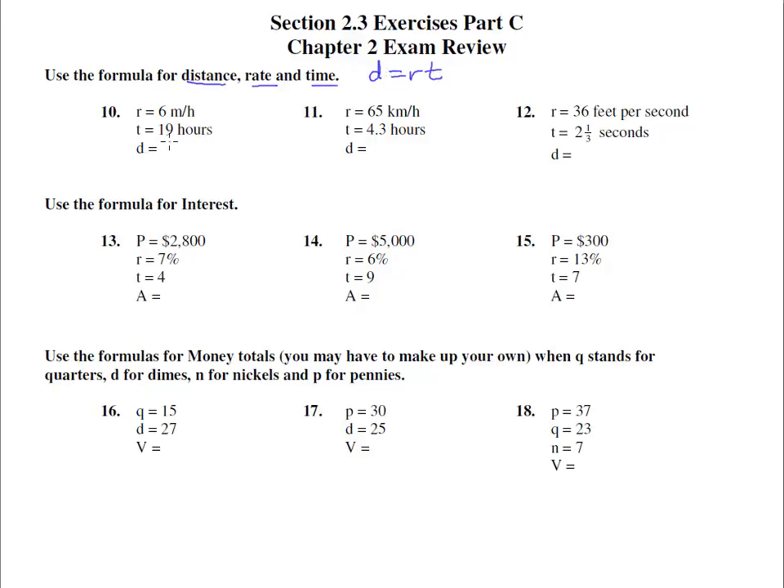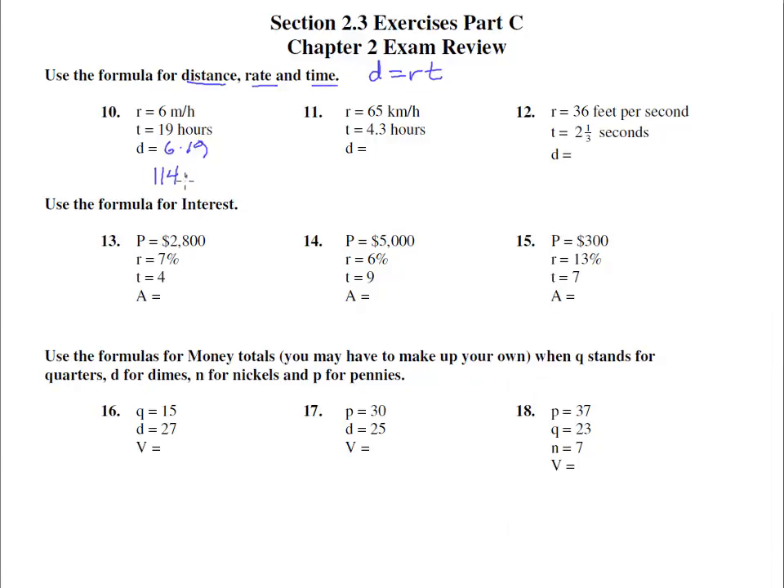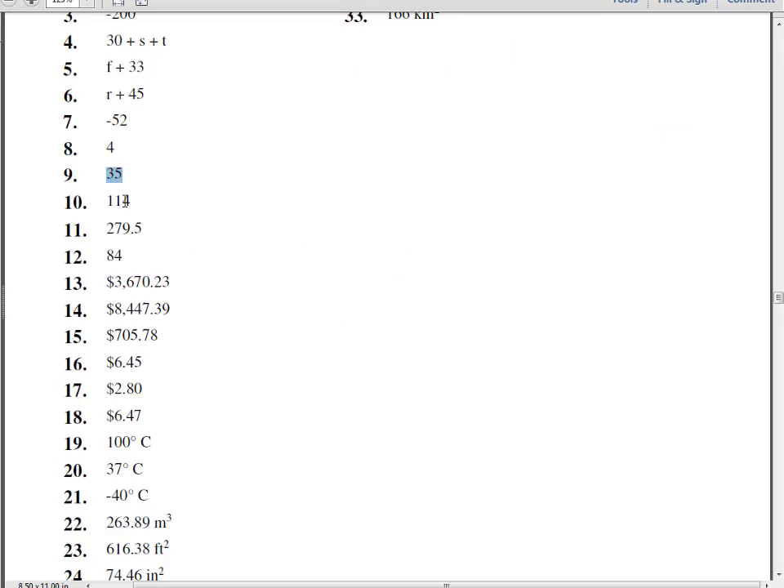Distance is going to be rate times time. And you'll notice that it's miles per hour times hours, so the hours will cancel and it will end up with miles. But let's take 6 times 19, punch that in on a calculator. 6 times 19 equals 114, and that will be 114 miles. Let's double check that in the answers. And there we have it, 114 miles.